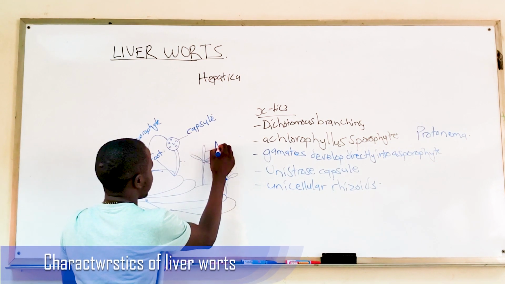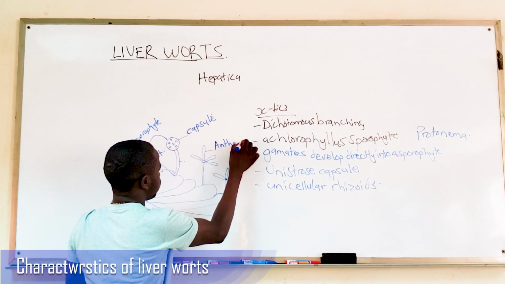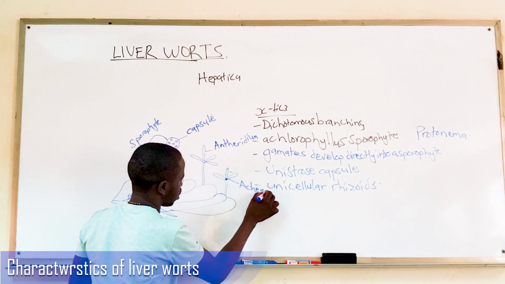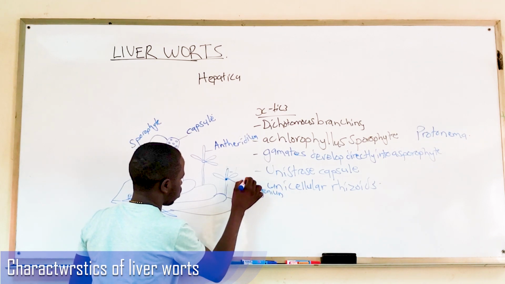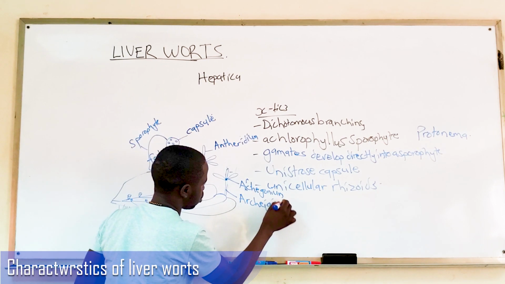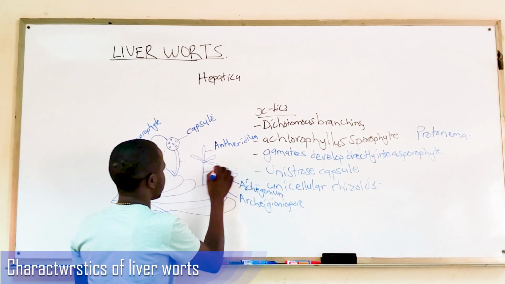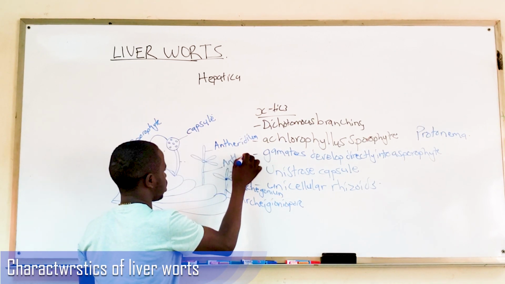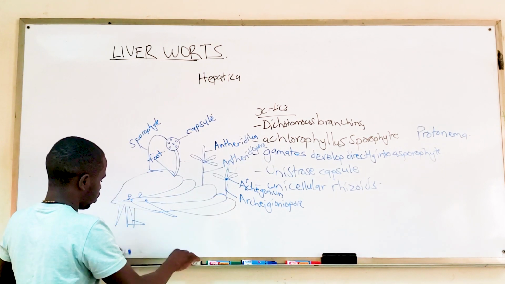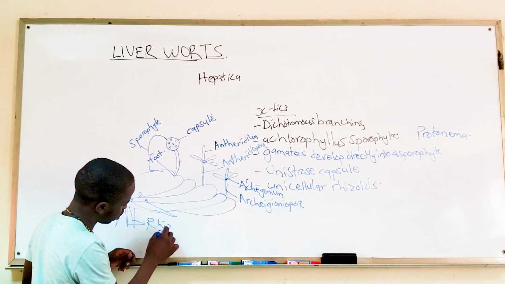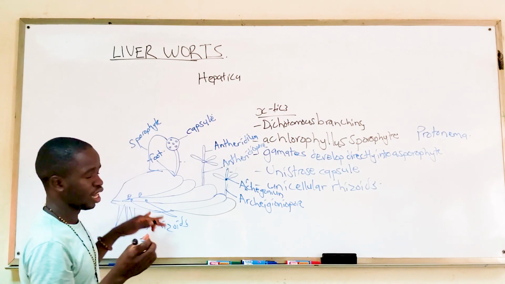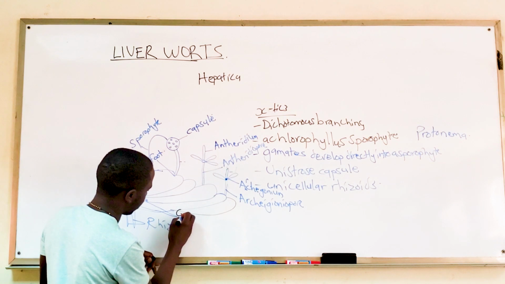Then this is our antheridium, and this is our archegonium. The archegonium is held by what we call the archegoniophore, and the antheridium is held by the antheridiophore. Then these are our rhizoids, and these liverworts tend to have lens-shaped cup structures called gemma cups.